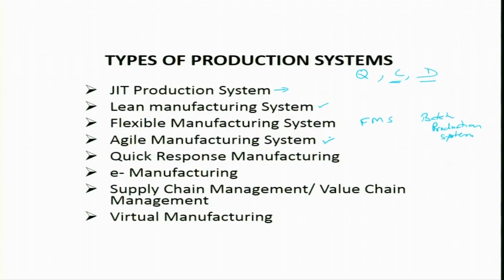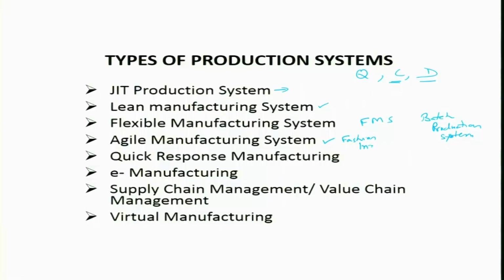Then there is the agile manufacturing system. Agility means ability to change very fast. If there is a change in the customer requirement, you should be able to change very fast, and this is especially useful for fashion items and technology items, where the requirement of the customer changes very fast. Basically for innovative products, my system should be agile so that I can change very fast. This is also called mass customization.